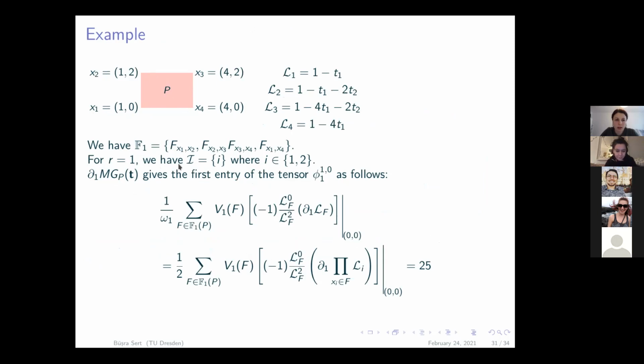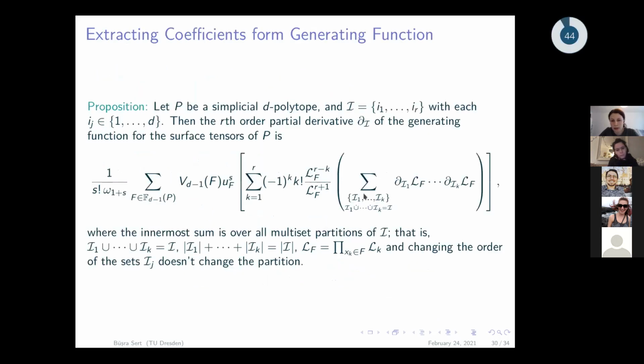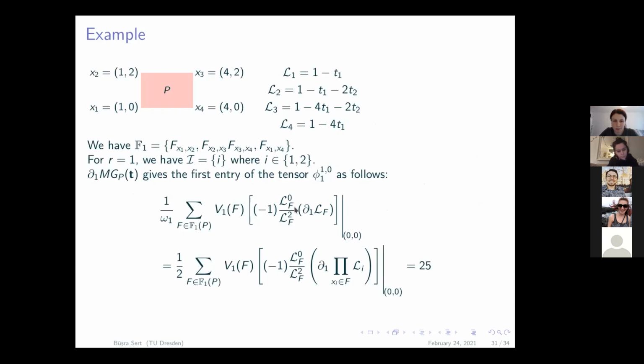And for r equals 1, our I will just consist of one element, where I is from the set {1, 2}. So for example, for I equals 1, we take the derivative of the generating function for t1, and that gives us the first entry of our Minkowski tensor. So we just apply the formula we gave. We were saying it was going over the partitions, but as I has only one element, there will be only one partition.